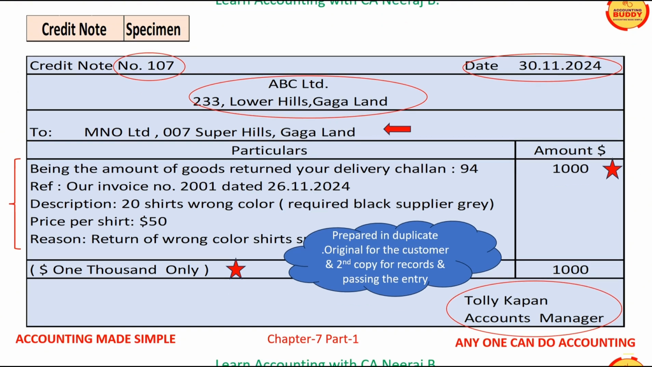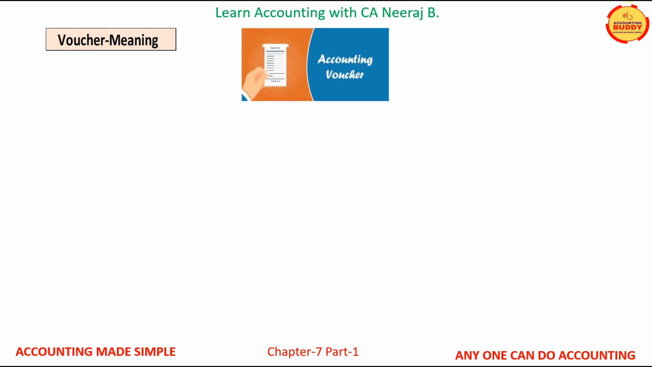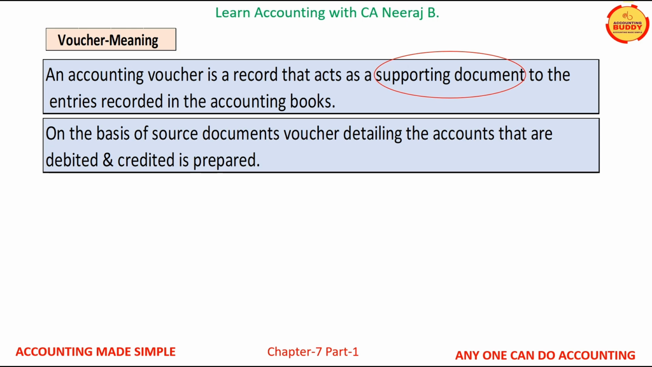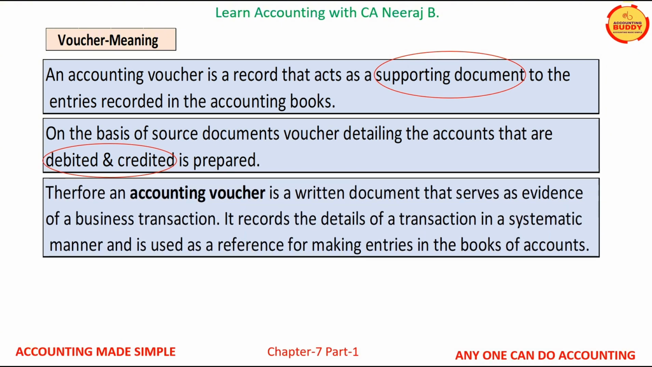Let us now learn the meaning of the term voucher. An accounting voucher is a record that acts as a supporting document to the entries recorded in the accounting books. On the basis of source documents, voucher detailing the accounts that are debited and credited is prepared. Therefore, an accounting voucher is a written document that serves as evidence of a business transaction. It records the details of a transaction in a systematic manner and is used as a reference for making entries in the books of accounts.